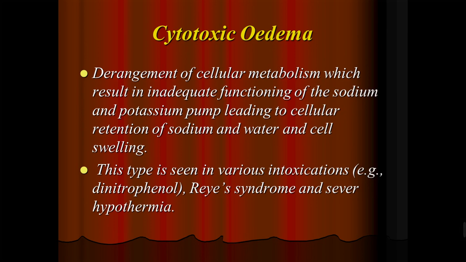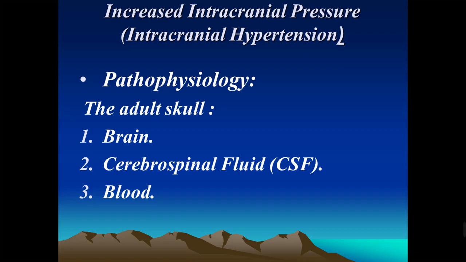Both of these, I mean the vasogenic edema and the cytotoxic edema, are among the causes of increased cranial pressure, I mean intracranial hypertension, which is our next subject. So to start with, I'm going to talk to you about the pathophysiology of intracranial hypertension. You know very well that the skull contents are the brain, the cerebrospinal fluid, CSF, and the blood inside the vessels, the arteries and veins and venous sinuses of the brain.